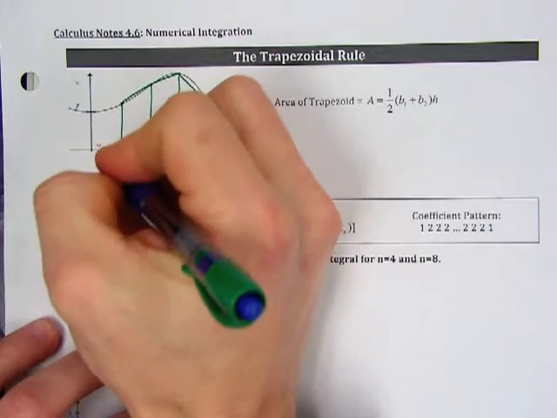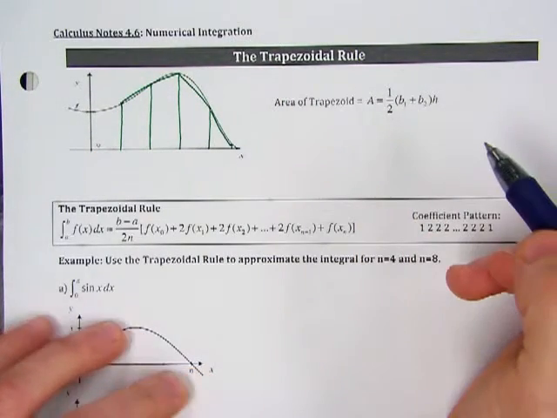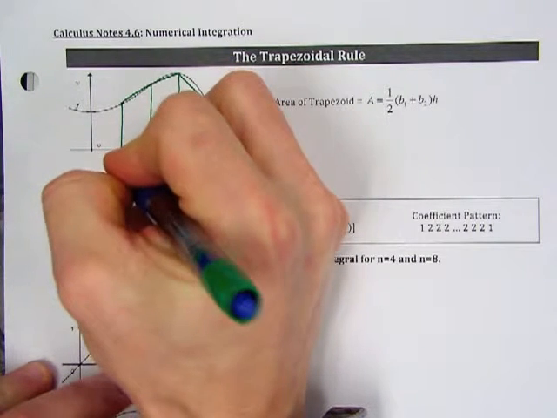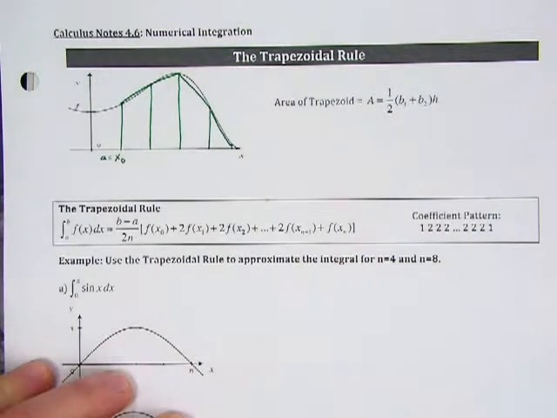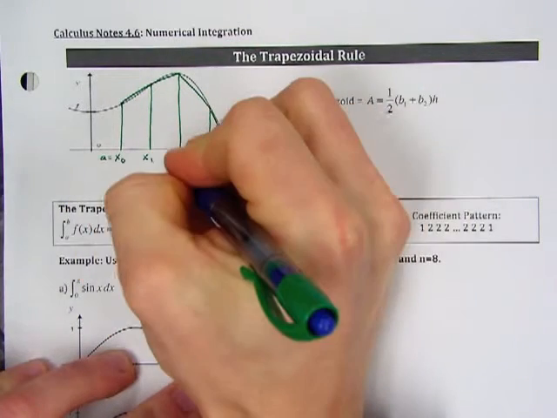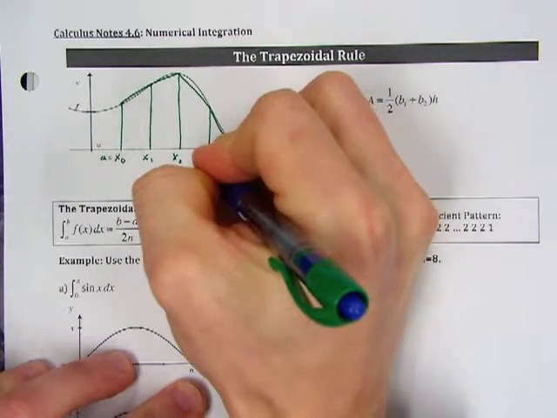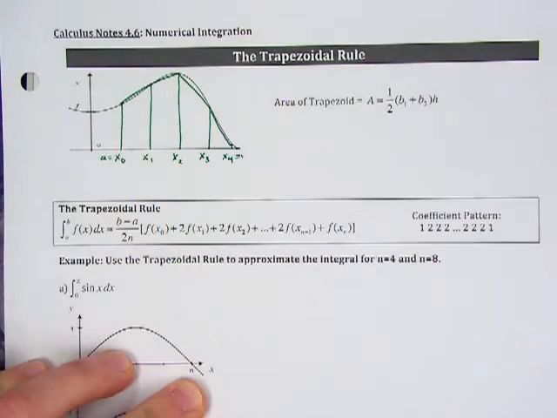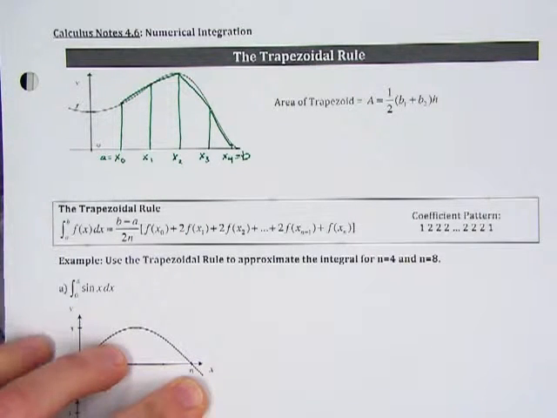So we're still going to go on an interval from A to B. A is going to be x sub 0 here, and then we get x sub 1, x sub 2, x sub 3, and x sub 4, which is going to be our B. Wouldn't the distance between them be the h?